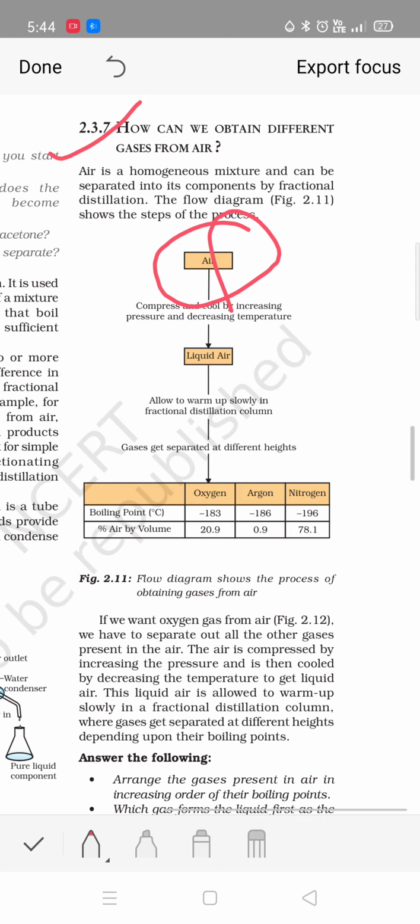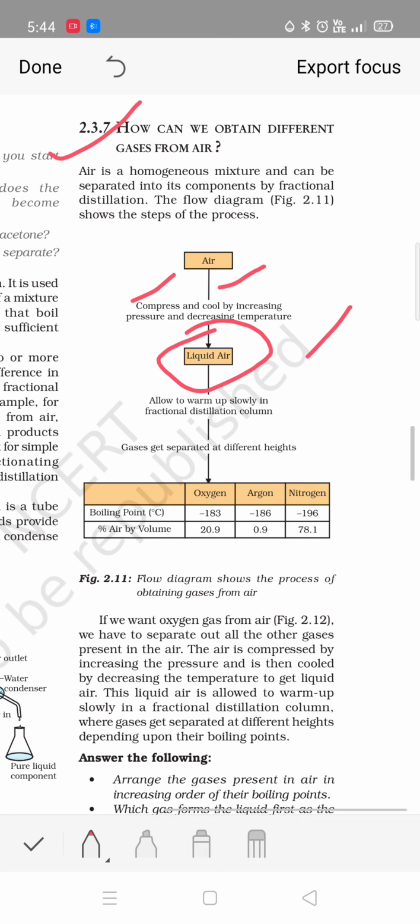Let's start. Air is there. Firstly, we have to compress and cool it by increasing the pressure and decreasing the temperature. We can compress the air by increasing pressure and cool the air by decreasing the temperature. Then what do we get? We get liquid air.